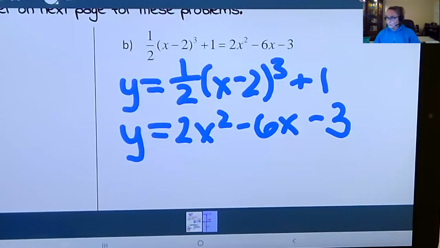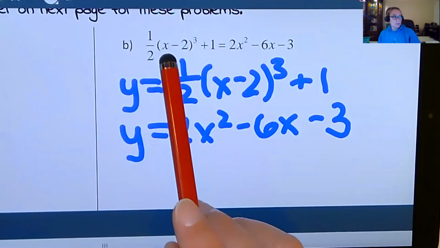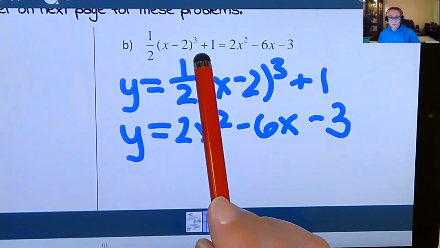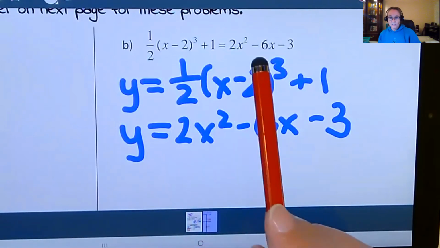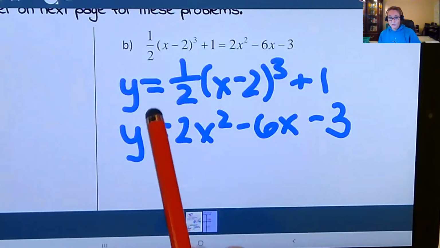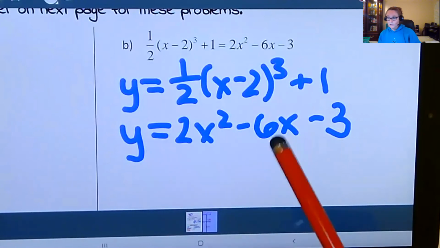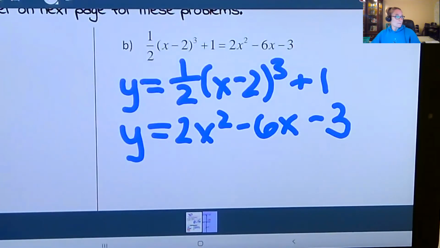Sorry, my document camera stopped there for a second, so let me reshare this. Okay, so we are really solving this: 1/2 times the quantity x minus 2 cubed plus 1 equals 2x squared minus 6x minus 3. That's the original problem. We're going to think of it as a system. We're going to graph the left-hand side, which is a cubic, and the right-hand side, which is a quadratic. I'm going to put it into Desmos.